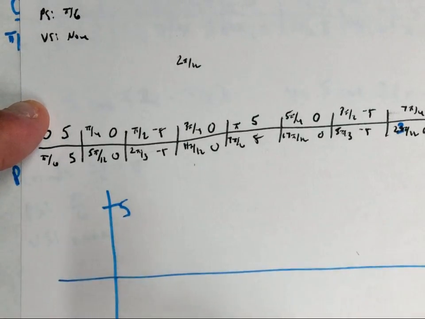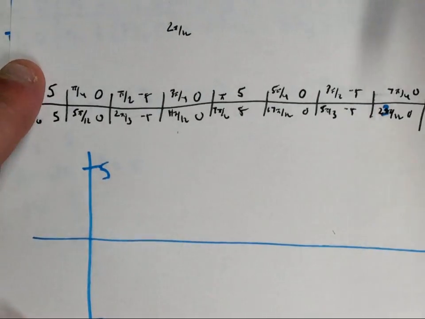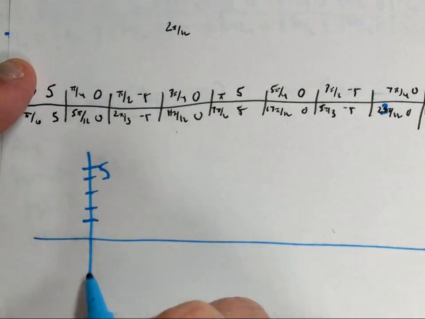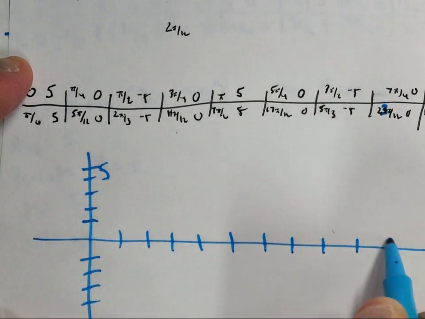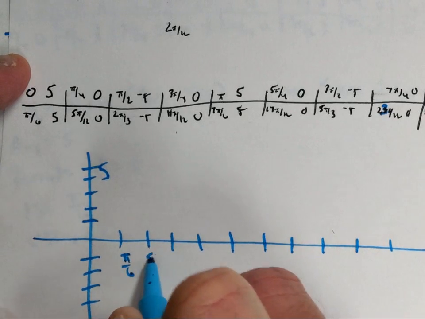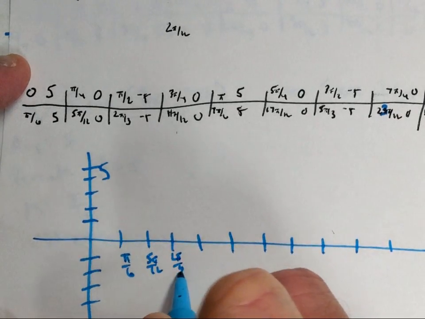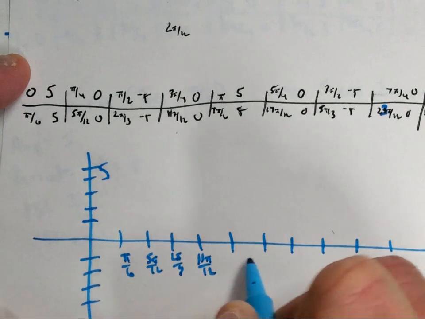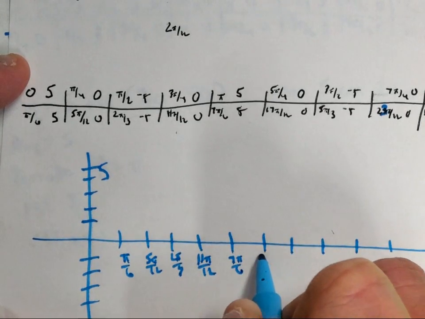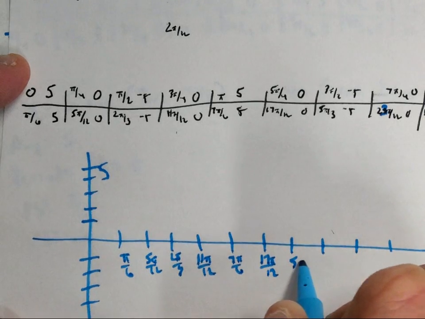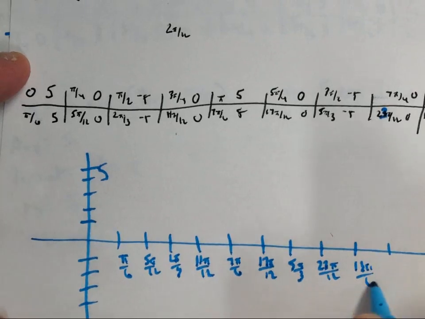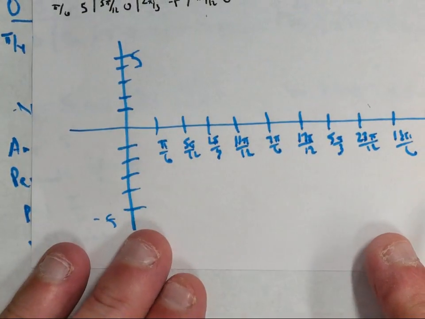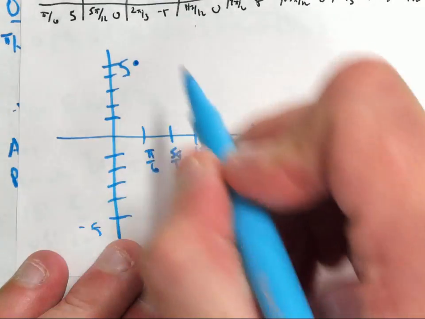Now, of course, you would put 1, 2, 3, 4 all the way up to 5, but I'm doing this quick, okay? I'm just putting 5 and negative 5. All right, go ahead. So I'm going to put pi over 6, 5 pi over 12, 2 pi over 3, 11 pi over 12, 7 pi over 6, 17 pi over 12, 5 pi over 3, 23 pi over 12, 13 pi over 6. So pi over 6 goes up to 5.